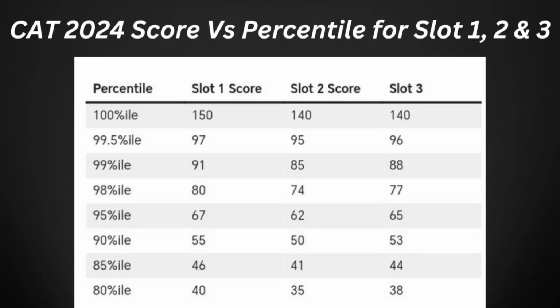If your CAT 2024 score is 50, it can be expected as 90 percentile. If it is 41, it is 85 percentile. If it is 35, it can be expected as 80 percentile.